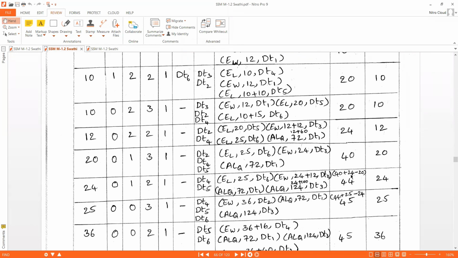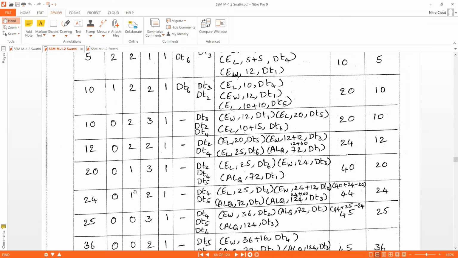Now concentrate here, the total busy time of the loader. From simulation clock time 20 to 24, only one loader is busy, the other loader is free. At the loader only one truck is there, that is DT6. Until simulation clock time 20 both the loaders are busy, so it is 20 plus 20, 40, which we have written.